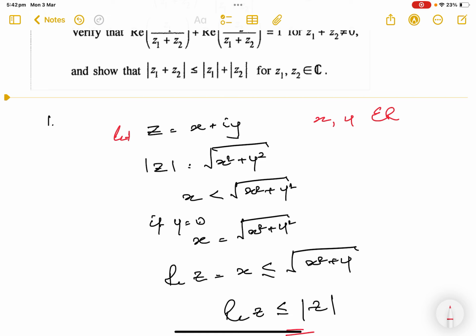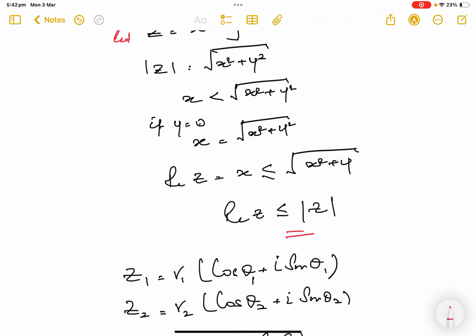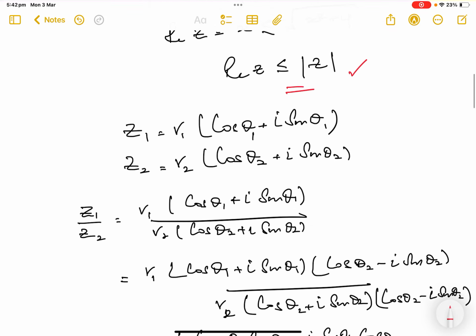Therefore, the square root of X squared plus Y squared is greater than X. But if Y equals 0, then X equals the square root of X squared plus Y squared, since Y is 0, so the square root of X squared is X. So they are equal. So the real part, which is X, is less than or equal to the square root of X squared plus Y squared. So the real part of Z is less than or equal to the modulus of Z. That is the first part we have been asked to show.